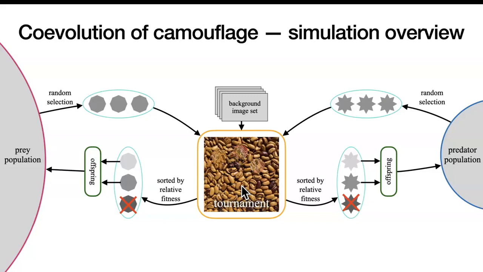Oh, by the way, this is not the natural world. These are beans. And then in this, I'll show you a better picture of these tournament images, but there are 3 prey, and there's also some crosshair symbols in there. So that's the output of the predator.